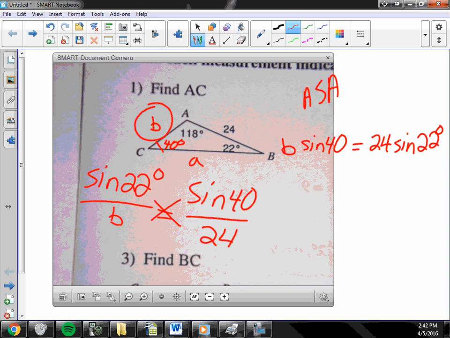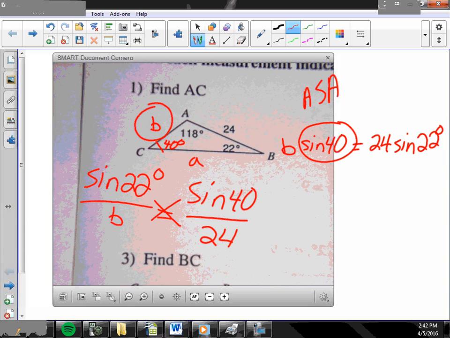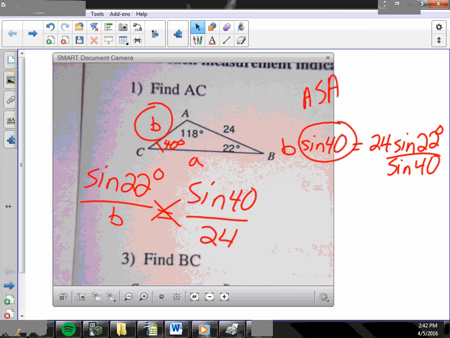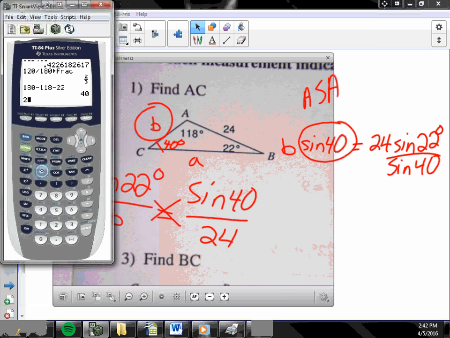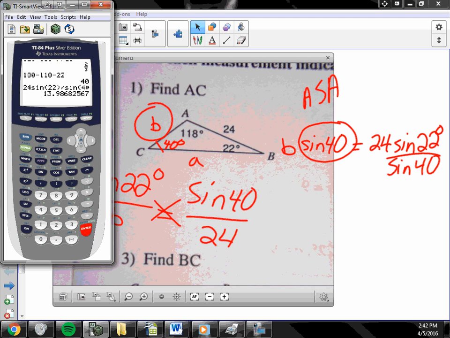Okay, well, I'm gonna do it all at the end. How do I move this? Divide by the sine of 40. So 24 sine of 22 divided by the sine of 40. So little a is now 13.98, or sorry, little b. Now, does that seem reasonable?